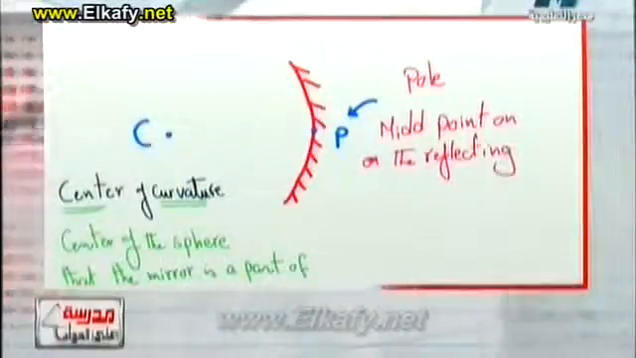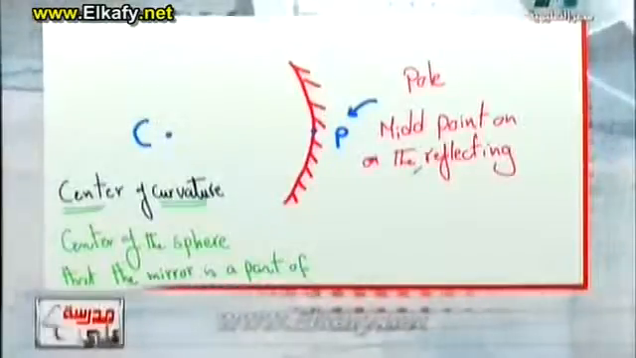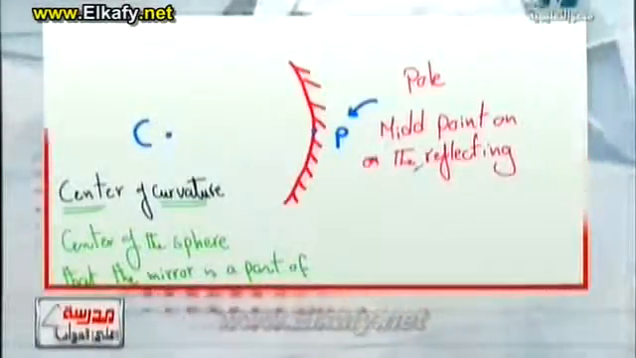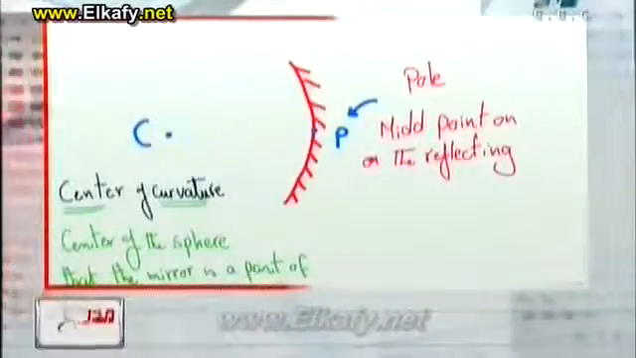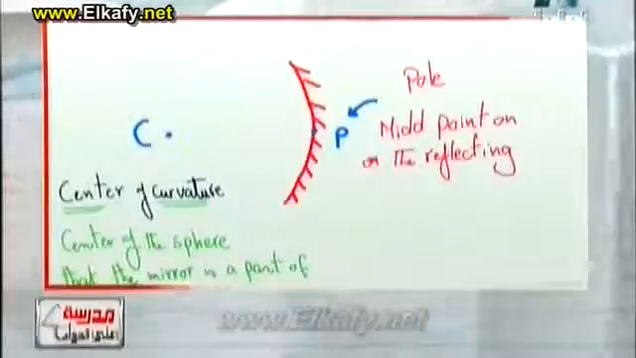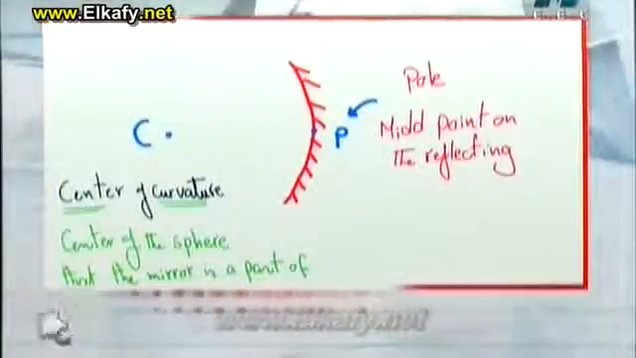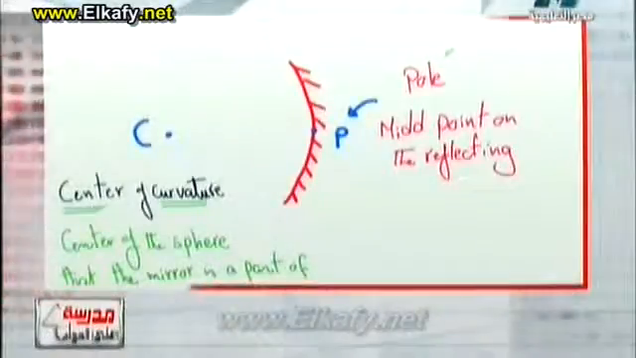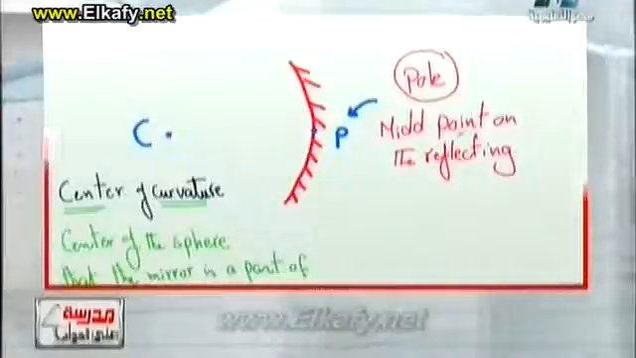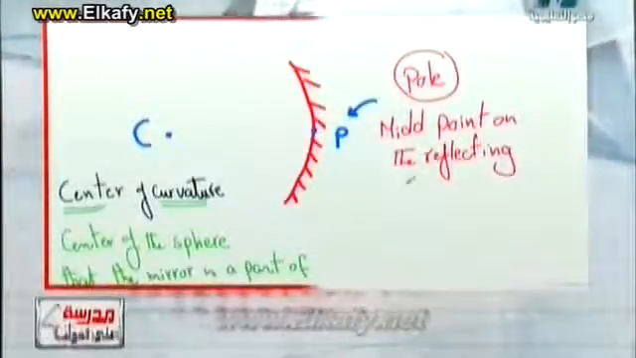All the components here don't exist in the plane mirror. Nobody should apply this to the plane mirror, because the plane mirror is not a part of a hollow sphere. We talk now about spherical mirrors as a part of a hollow sphere. So the pole of the mirror is the midpoint of the reflecting surface.